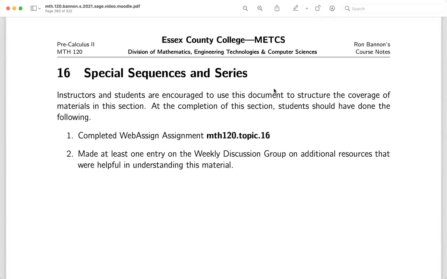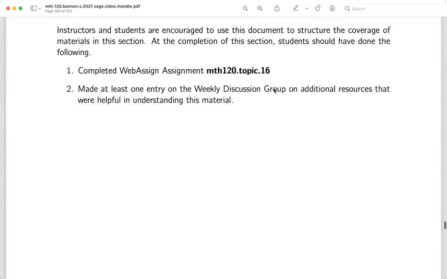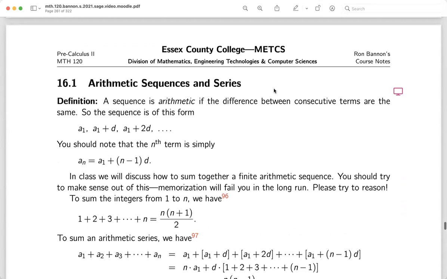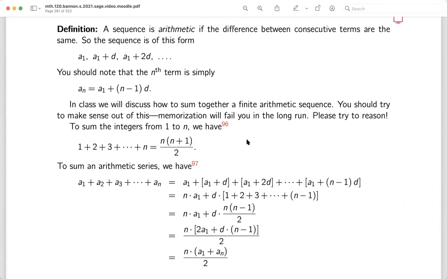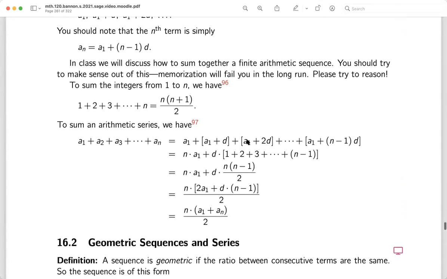Okay, we're on the special sequences and series. In this class, the special sequences and series are going to be arithmetic and geometric. What do we cover? We covered arithmetic. We covered a formula for the nth term, assuming we start with 1. We went through that derivation, and we also did the sum of the series, the arithmetic series.